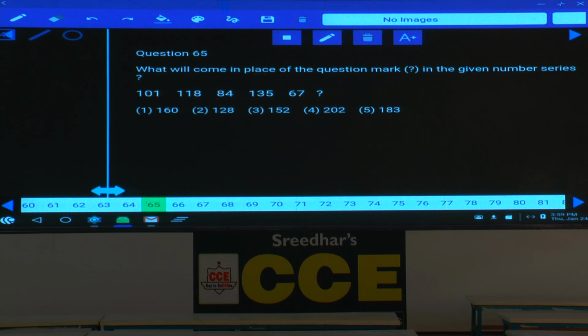Or else, straight away you can work out this one: 101 and 118, it is plus 17. Next one will be minus 34, isn't it? And next one will be 84 and this one plus 51. Next one will be minus 68. Next one will be plus 85. Multiples of 17 are added and subtracted. Then what is your answer here? The answer is 150. In either way you can work out like this. Multiples of 17 are added and subtracted, or the alternate numbers differ by 17. Clear? And it is given in choice 3.